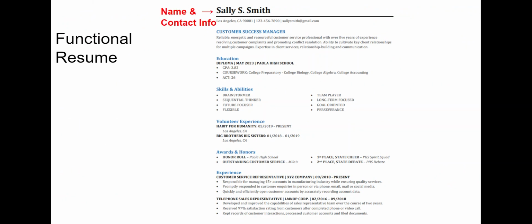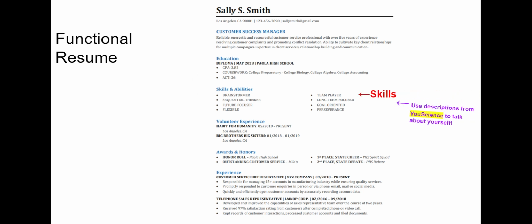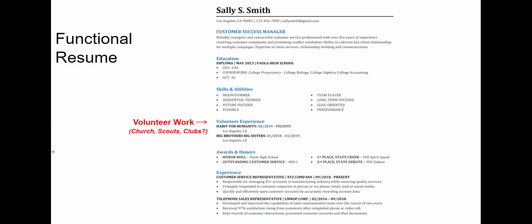And the difference here is the functional resume. You will see the top is still the same with your name and contact information, and then the desired job title you're going for, and any descriptions of yourself and how you would be a good fit for that role. And then we will lead with education after that rather than experience. And then all of your skills and abilities. Again, I used a lot of keywords from my own personal Use Science for that skills and abilities section. And then the rest of it would be any volunteer work, any awards and honors, and then your work experience would be listed last.